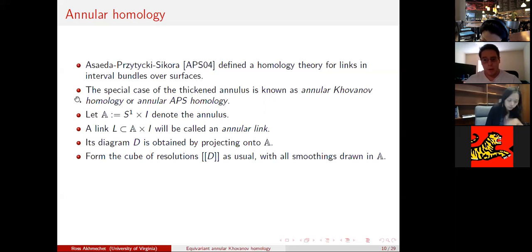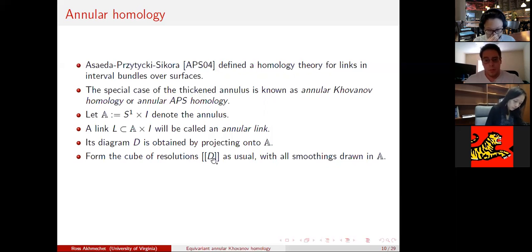So I'm going to describe how to get this annular homology, how to get the chain complex. The first step is just to form the cube of resolutions as usual. You just draw the smoothings in the annulus. And this is already an invariant in the Bar-Natan category of the annulus if you'd like. But you want to apply some TQFT to this to land in a category of modules.